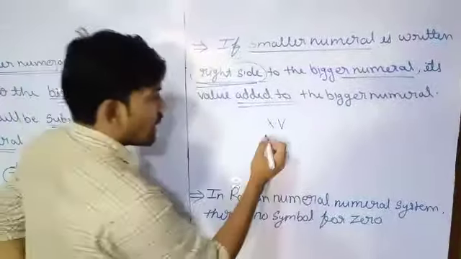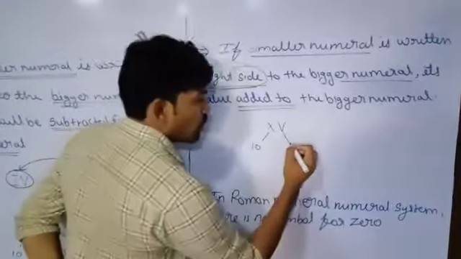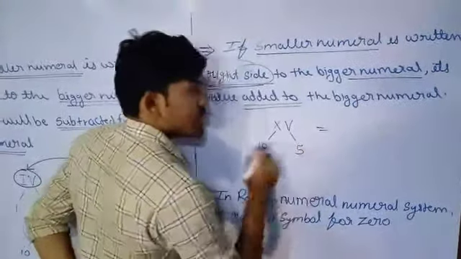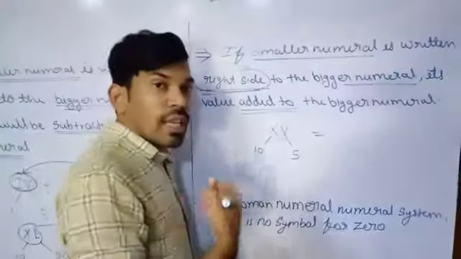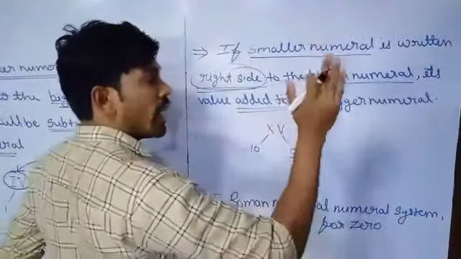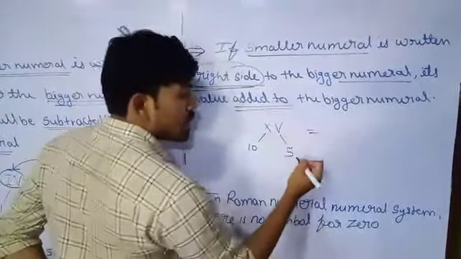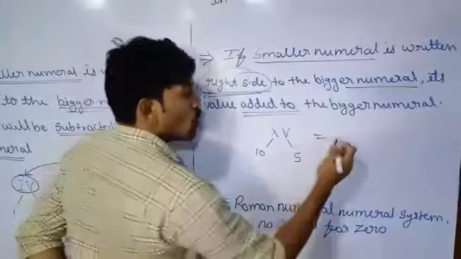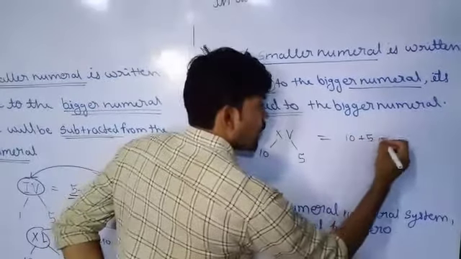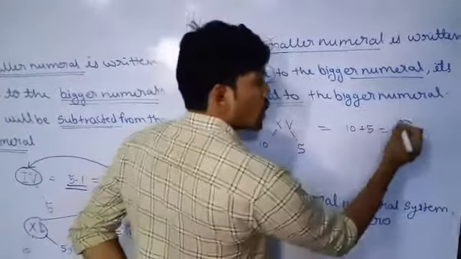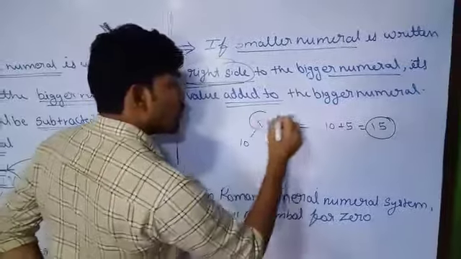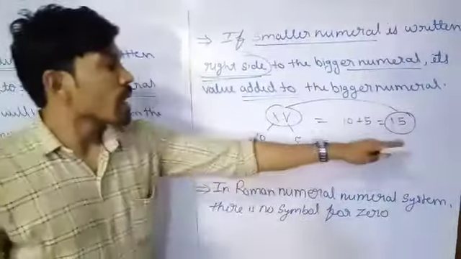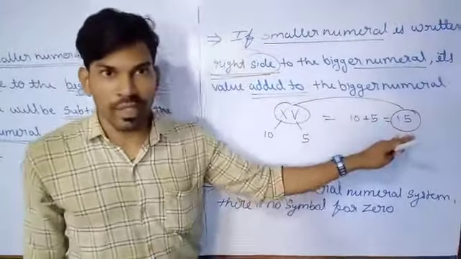Take an example, XV. X stands for 10, V stands for 5. So here the smaller is on the right side. How do we check whether it is left or right? We take our hand at the time of writing. The right-hand side, that is 5, is smaller than the bigger one, that is 10. So 10 plus 5 is equal to 15. For this 15 we have the symbol XV. This way we get the Roman numeral for 15.